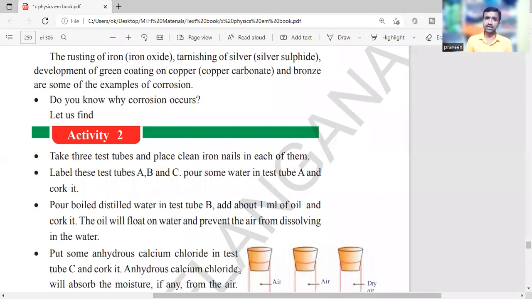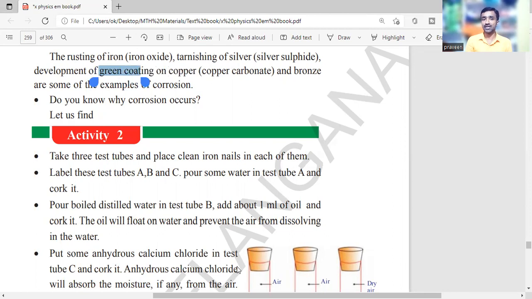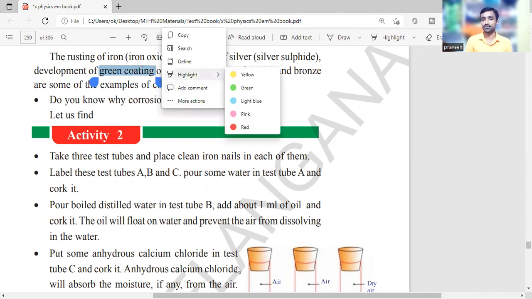Not only iron, the remaining materials also get rusted. For example, copper. If you observe copper materials, they get a green-colored substance deposited on them, for example copper taps. Copper taps get deposited with a green-colored substance. That is copper oxide or copper carbonate, a green coating on them. The deposits are nothing but a decomposition process.